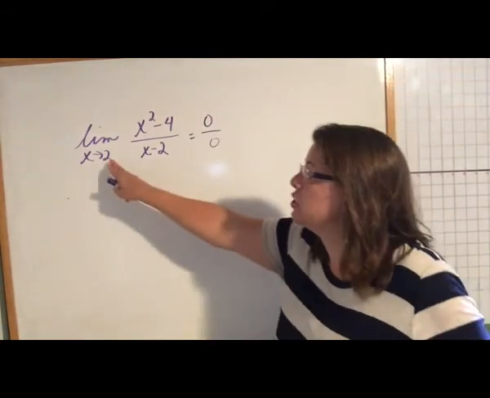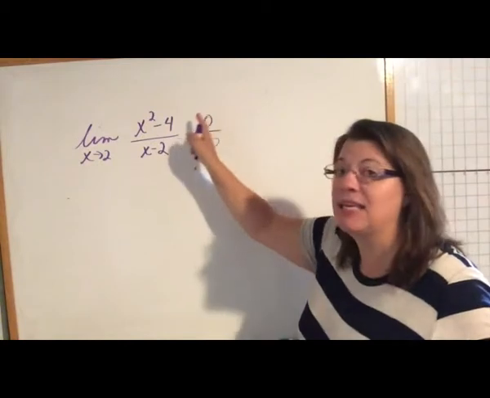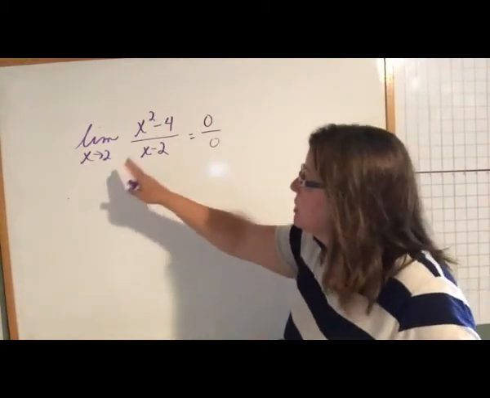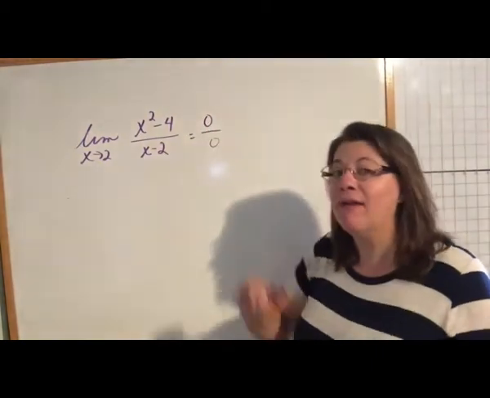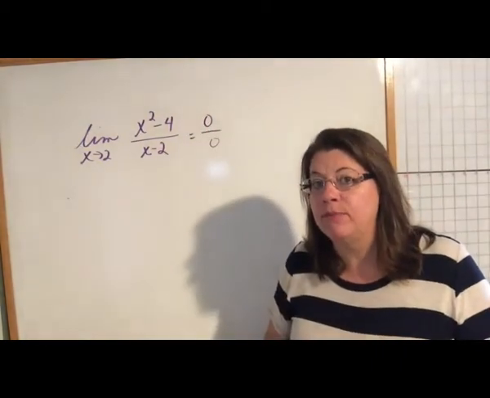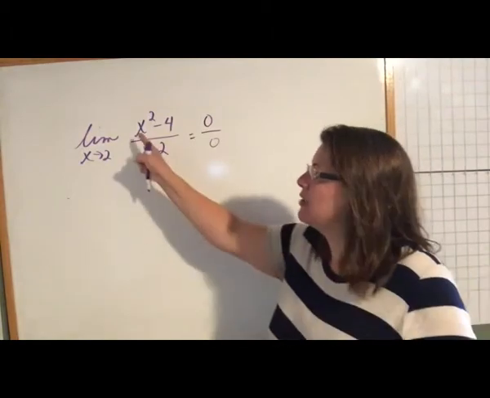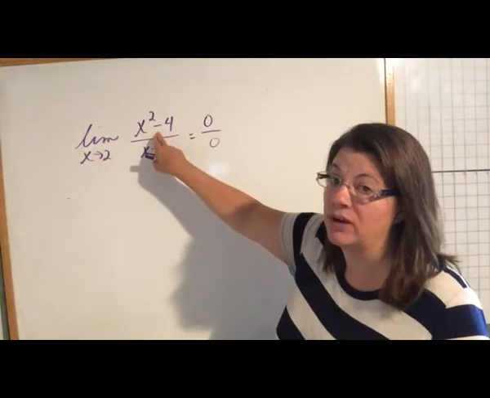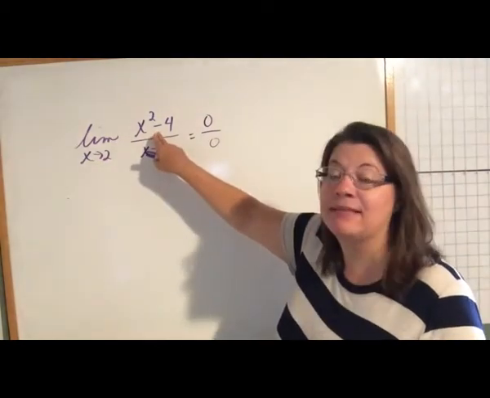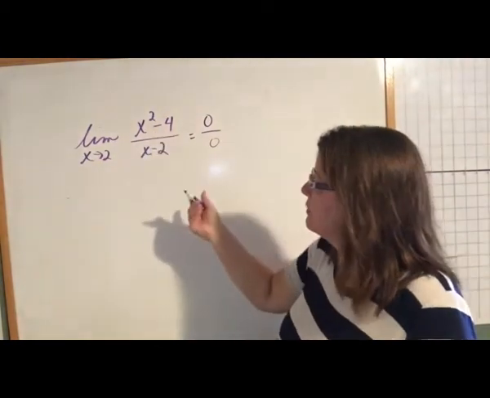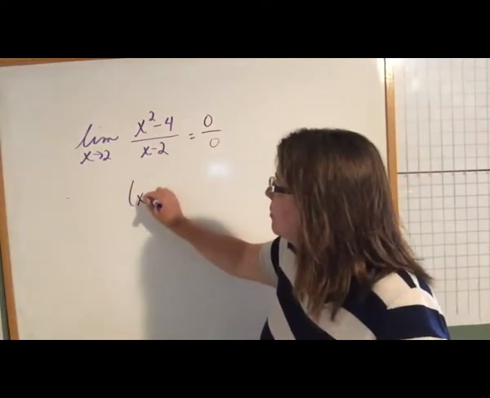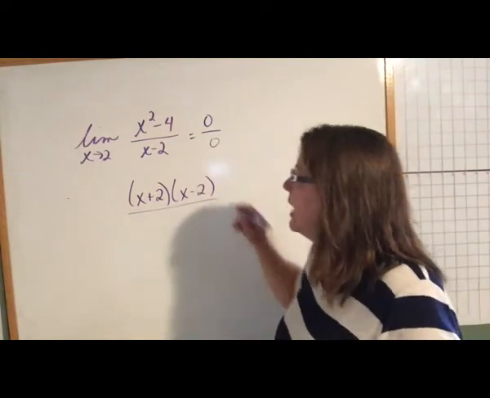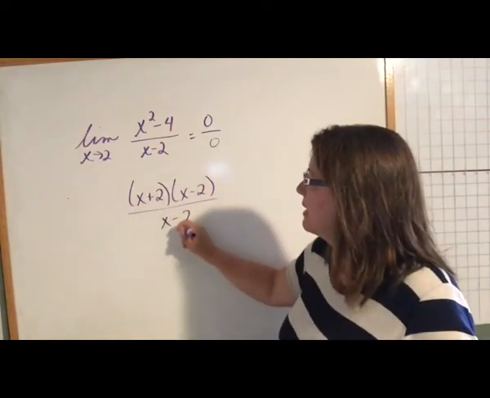Because if you can plug 2 in and get something that's not the indeterminate form, that would be your answer, okay? But since this one gave us the indeterminate form, I have to do a little bit more to get the answer. So what I'm going to do is factor the top, and hopefully you noticed from Algebra 1 that this is the difference of squares. So if I factor the difference of squares, I would have x plus 2 and x minus 2 on top. And on bottom, I still have the x minus 2.